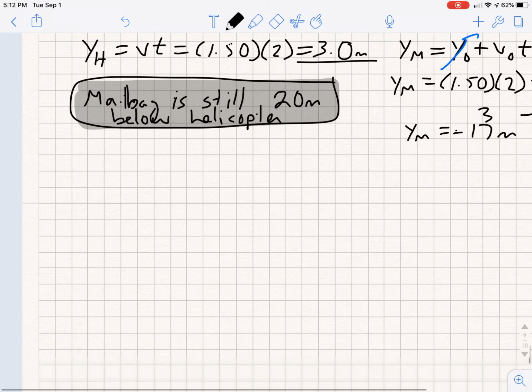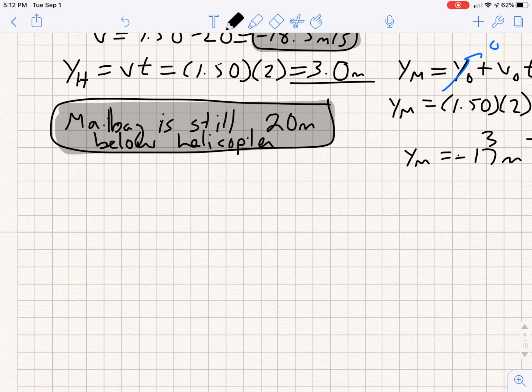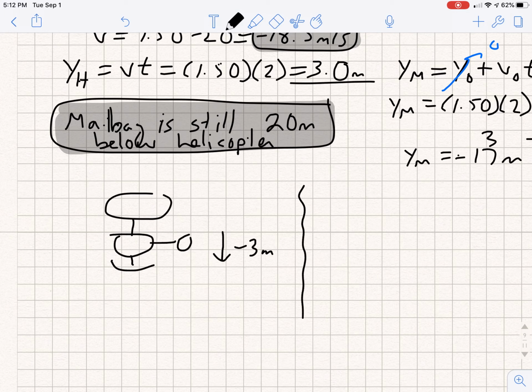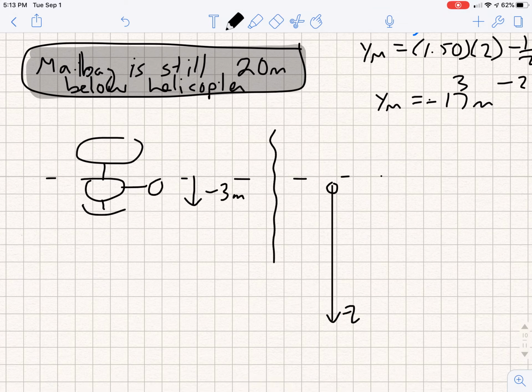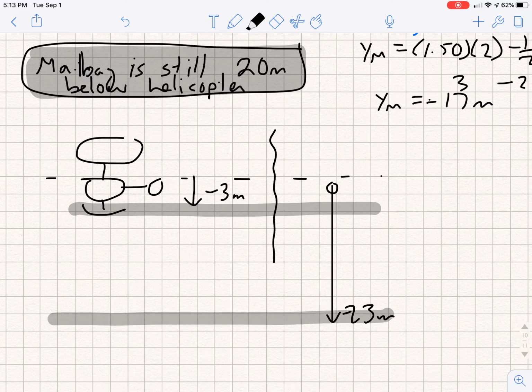Let's see how this works visually. Okay, I'm going to compare the two. Here's the helicopter, and it went down and lowered itself by 3 meters. Now this is part B, mind you. Whereas the mailbag, which I'll do simultaneously over to the side here, starts at the same level of the helicopter, but then has fallen and is now 23 meters lower. Well, if we compare the difference in those positions, of course, is 20 meters.